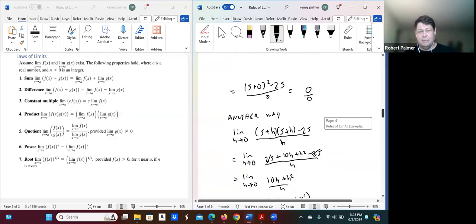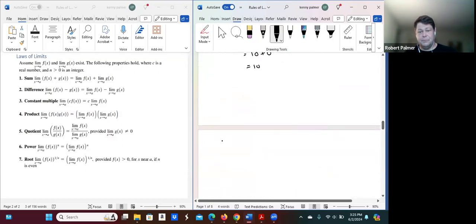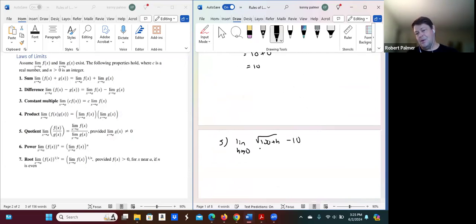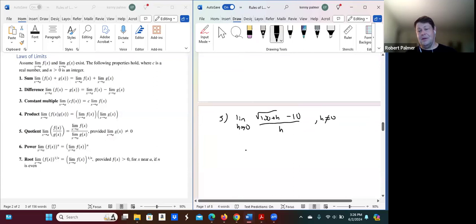I guess this is number 5. Let's do this one. Once again, another limit using h, as h goes to 0, of the square root of 100 plus h, minus 10, over h. And once again, of course, h can't be equal to 0. If you plug in h equals 0, then obviously this becomes 0 over 0.